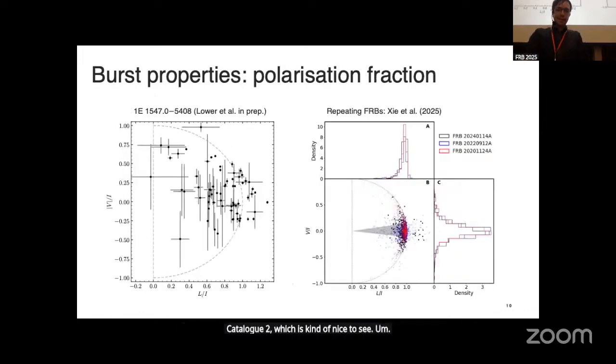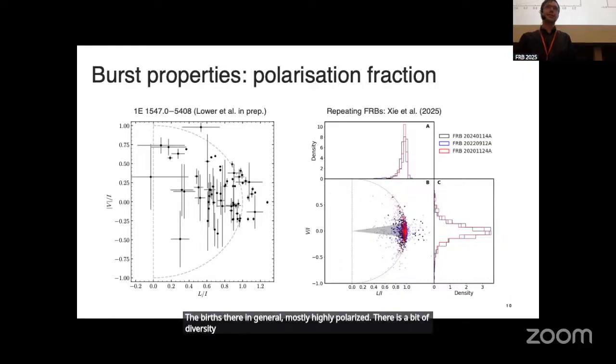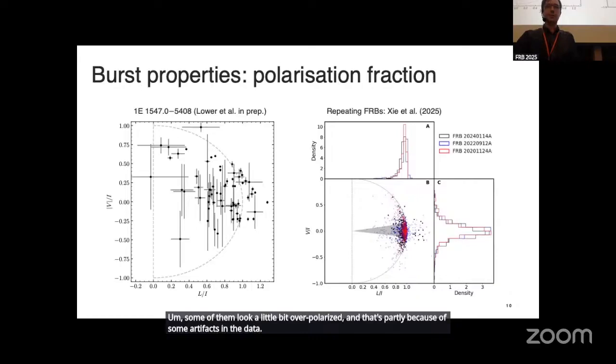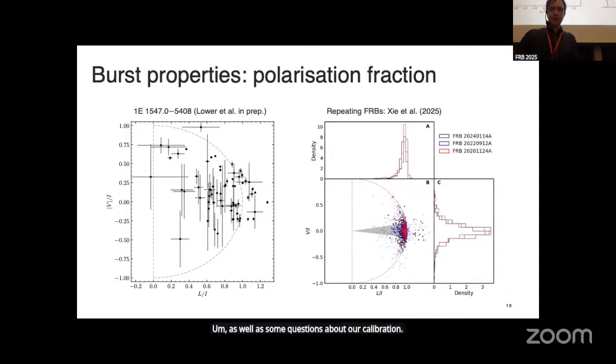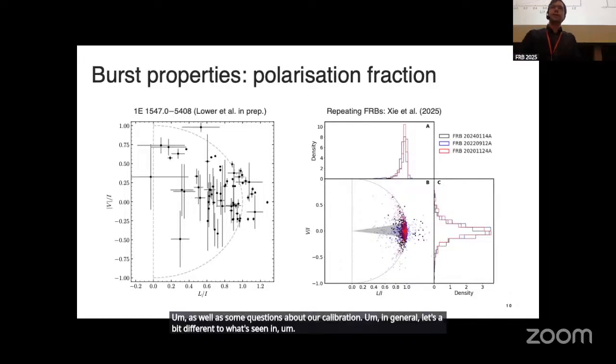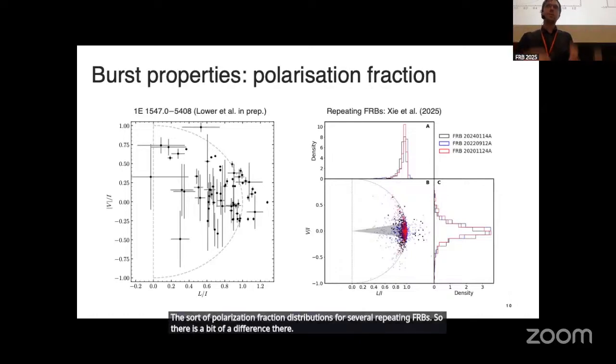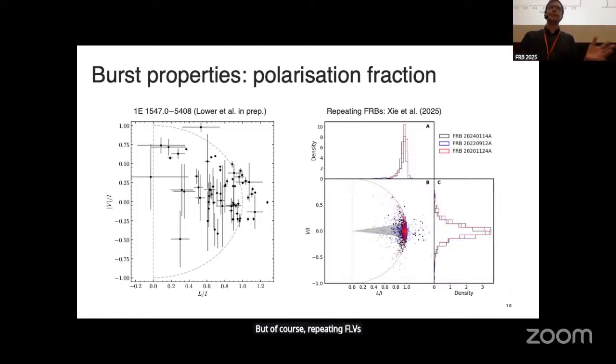In terms of polarization, the bursts are in general mostly highly polarized. There is a bit of diversity in the fraction of linear versus circular polarization. Some of them look a little bit over-polarized, and that's partly because of some artifacts in the data, as well as some questions about our calibration. In general, that appears a bit different to what's seen in the polarization fraction distributions for several repeating FRBs. So there is a bit of a difference there. But of course, repeating FRBs, as we're now starting to find, are also quite diverse in their polarization properties.